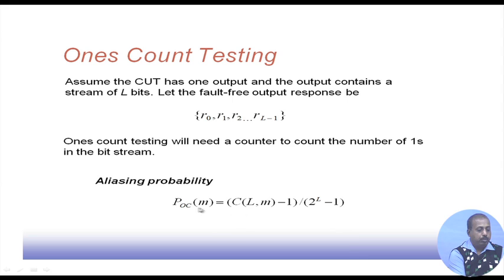And out of this, the aliasing probability is given by this expression. So, the aliasing probability that out of L cases, there will be m ones will be C(L, m) minus 1 divided by 2 to the power L minus 1. This is the total probability of this aliasing.